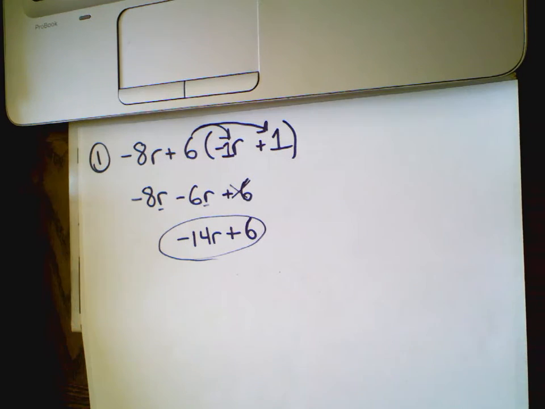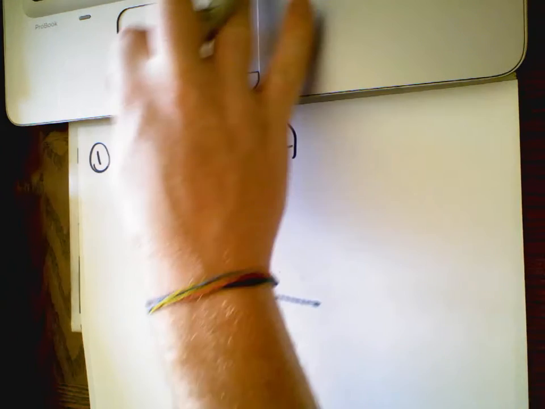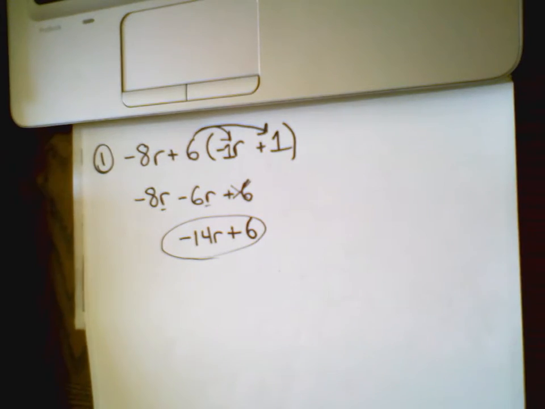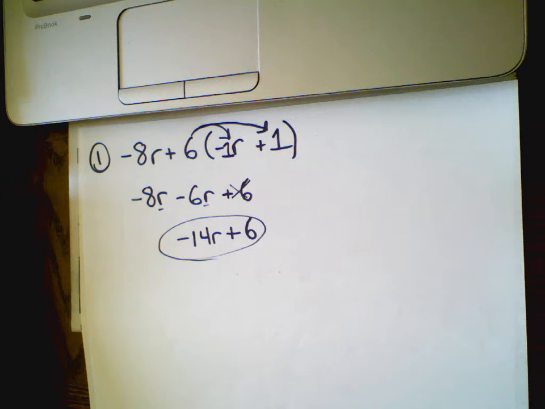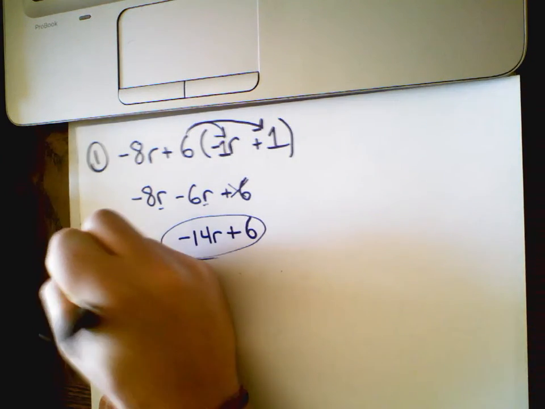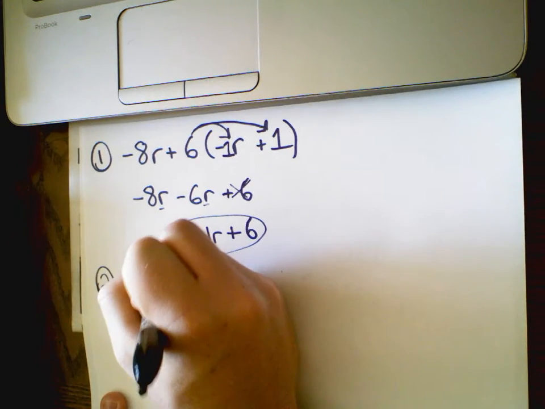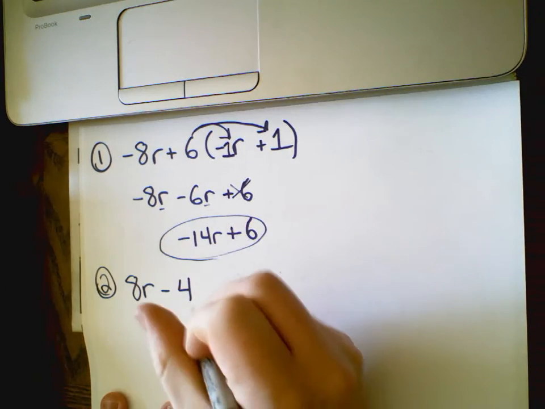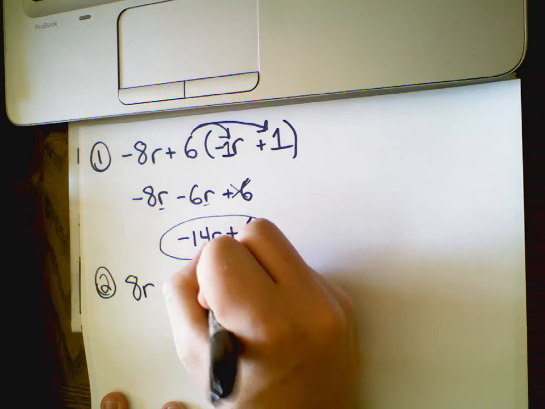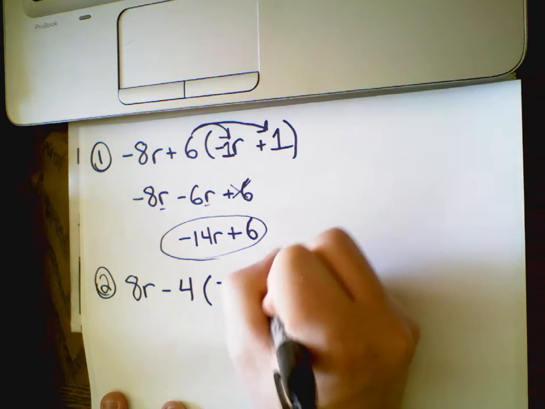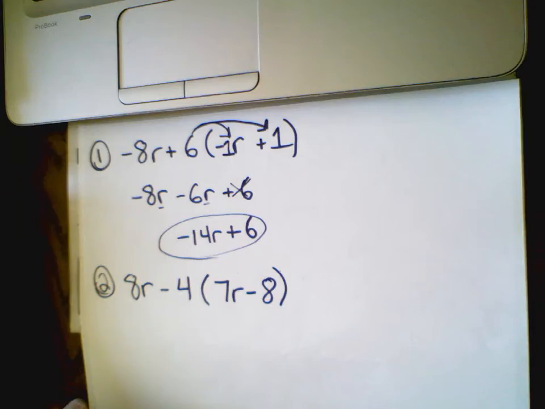Here's that first format. The second one I'm going to do is number 2. Actually, you know what? Yeah, I'm going to do number 2, just to practice that skill previously. Number 2 on my distributive property review is 8r minus 4 parentheses 7r minus 8. All right.